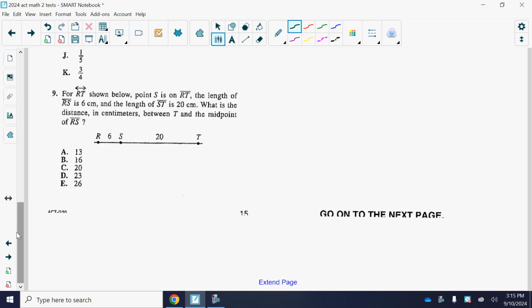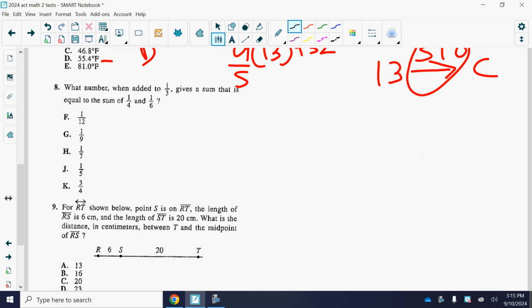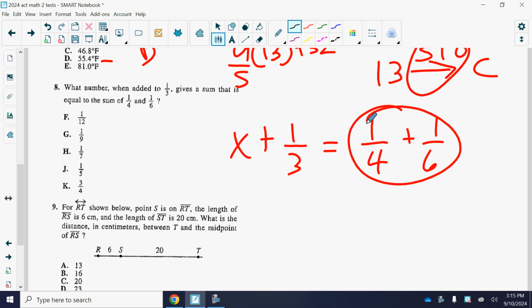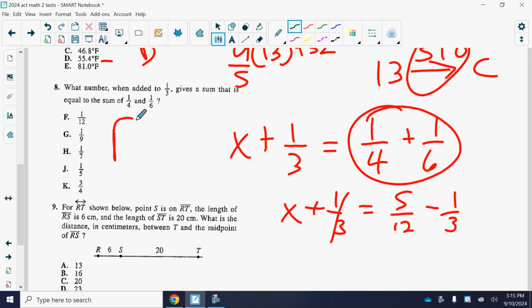Tells a story, number 8. What number, when added to 1/3, gives a sum that's equal to 1/4 and 1/6? So you could do that a number of ways. You could do this on your calculator. It would give you 5/12 when you added these two. So it's just 5/12 minus 1/3 is 1/12. Answer F. You could have used equation solver as well.